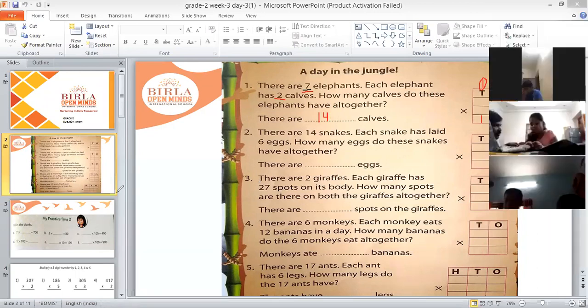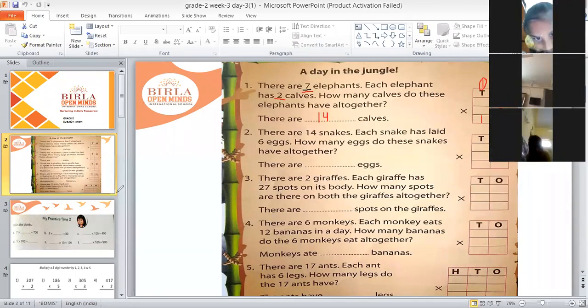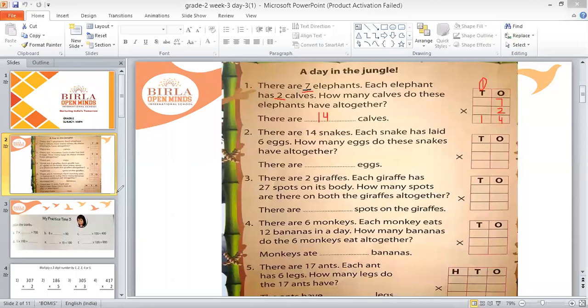Now next, second word problem. There are 14 snakes. Each snake has laid 6 eggs. How many snakes are there? There are 14 snakes. And each of them, this means one snake has laid how many eggs? 6 eggs. Okay. How many eggs do these snakes have altogether?